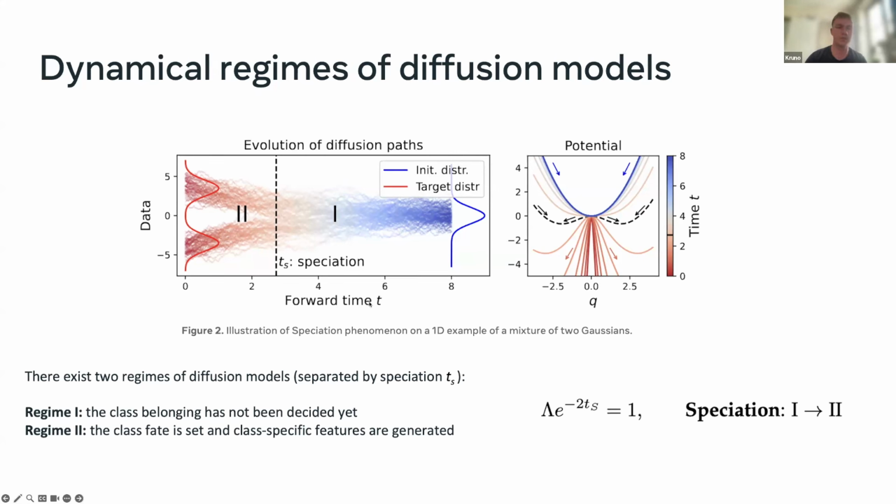But basically what happens in these two regimes is when we go backwards, so we go from noise to the data, in the first regime, the trajectories of our particles have still not decided which class they are going to end up at. And after what they call the speciation time, there is probability 1 that we're going to end up in either one of these two lumps. So basically, this speciation time tells you that before that, I'm still not sure in which class I am going to end. And after that, with probability 1, I know exactly where I'm going to end.